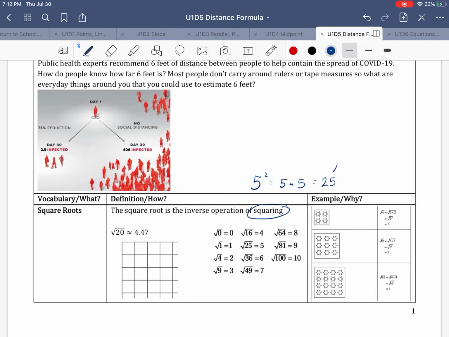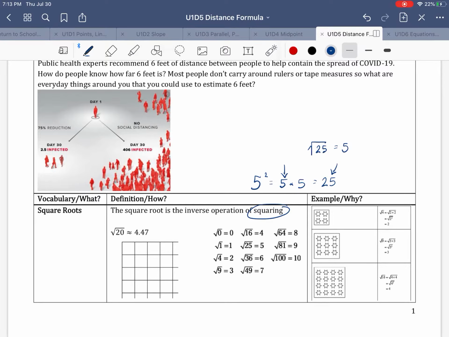So the inverse of that would be, if we have 25, what number, when you multiply it by itself, would give us 25? We know from 25, if you do 5 times 5, you get 25. So we get 5, which means the square root of 25 equals 5. So they're inverse relationships, the same way that adding and subtracting are inverse relationships.